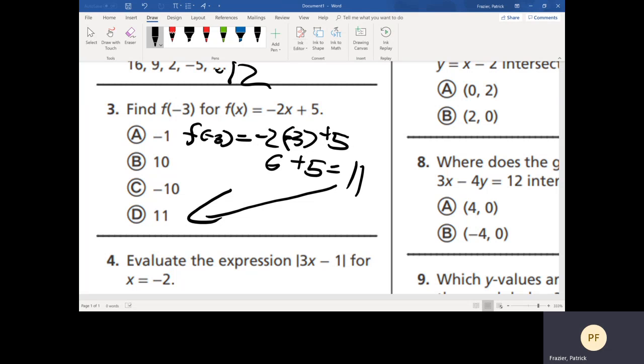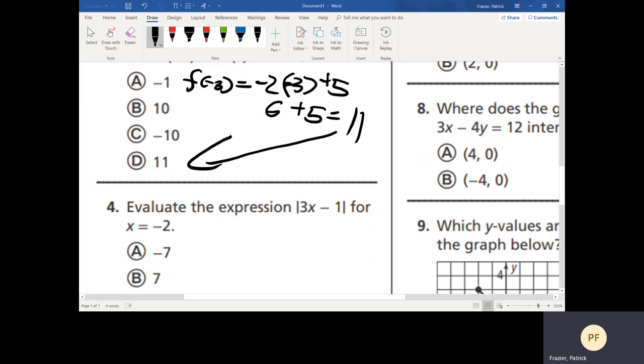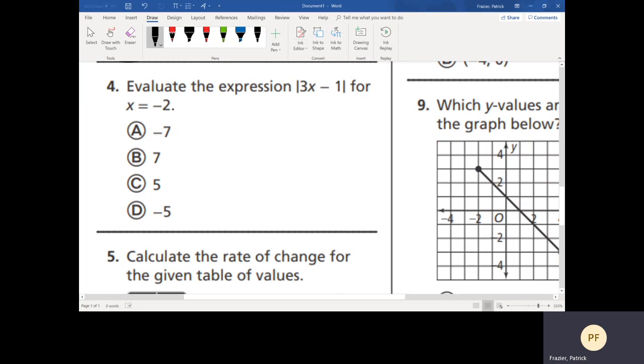we did +3 instead of -3, then -2 times 3 is -6. -6 plus 5 would be -1, which would be A. But the answer is D, not A. D for delta, not A for alpha.